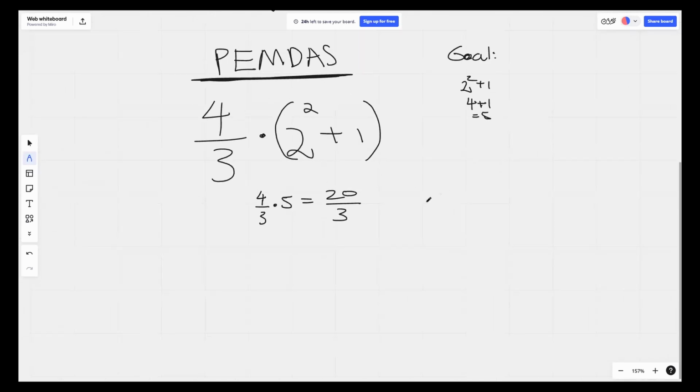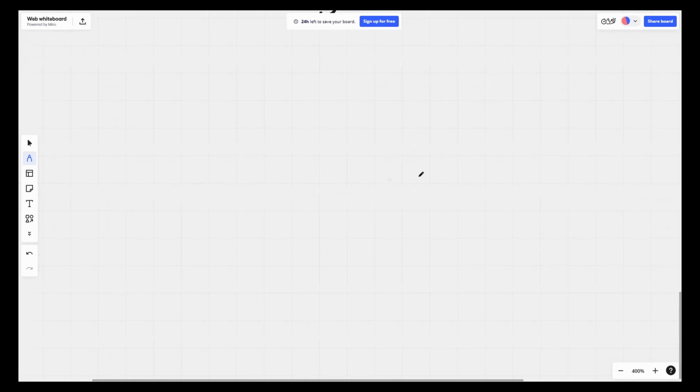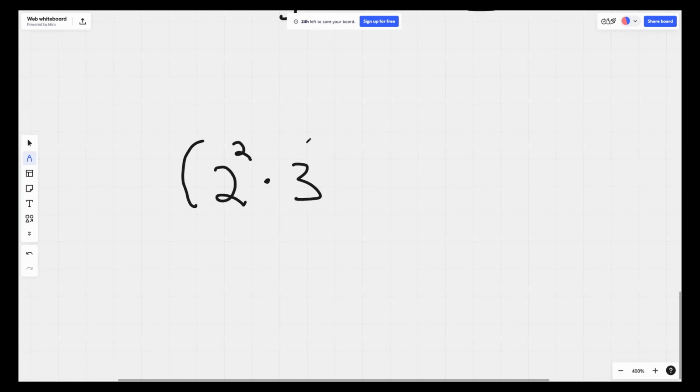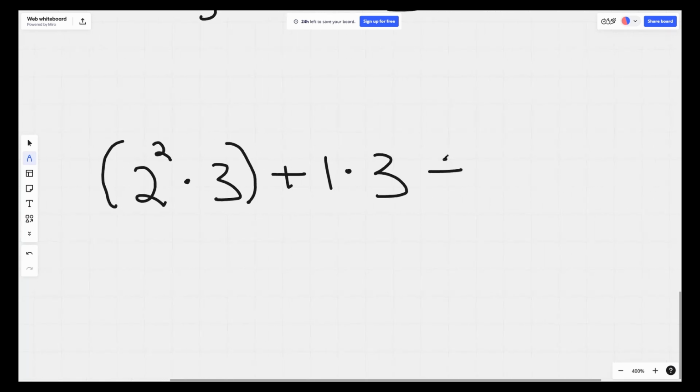All right. So let's go over one more example. I'll go a little slower this time. So let's say we have an expression like 2 squared times 3, and I'm going to put this in parentheses. I'm going to go ahead and add 1, and then I'm going to multiply by 3. So let's go over this now. Oh, and let's also throw on a divide by 6.